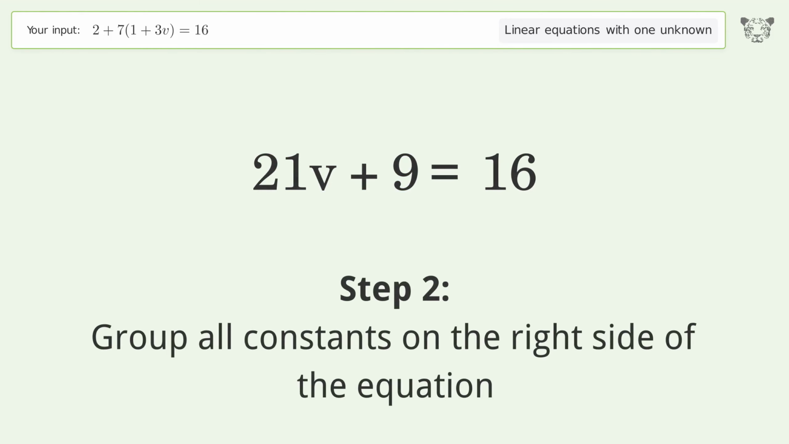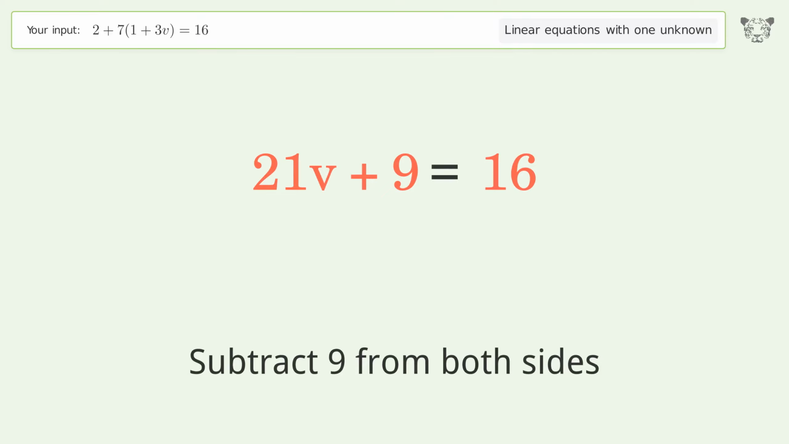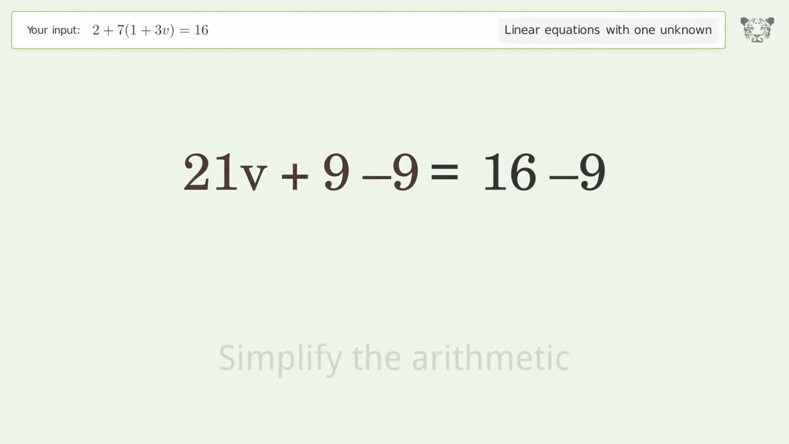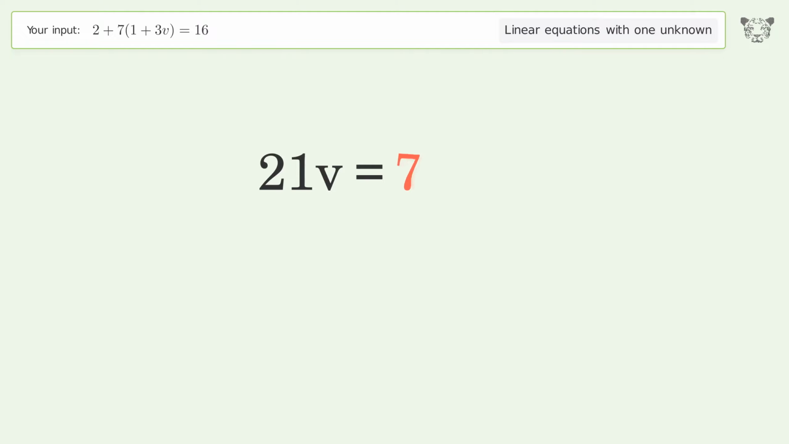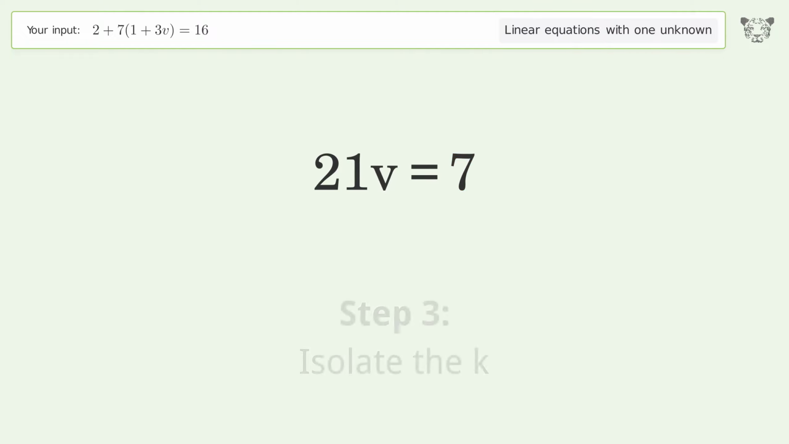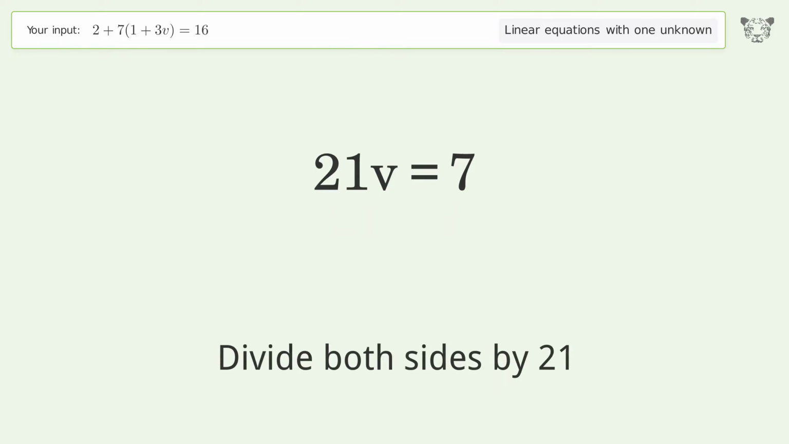Group all constants on the right side of the equation. Subtract 9 from both sides. Simplify the arithmetic. Isolate the k. Divide both sides by 21.